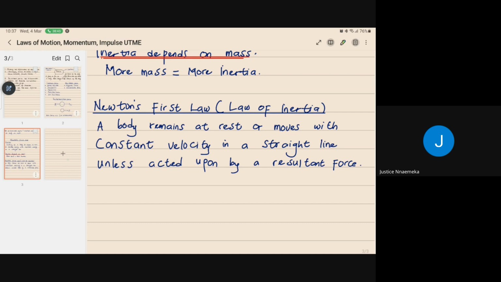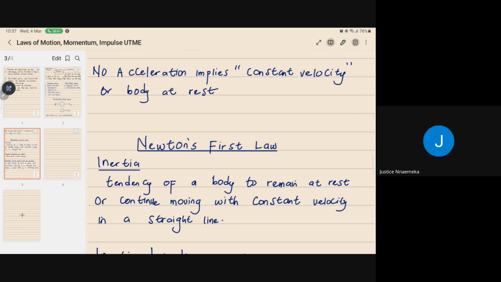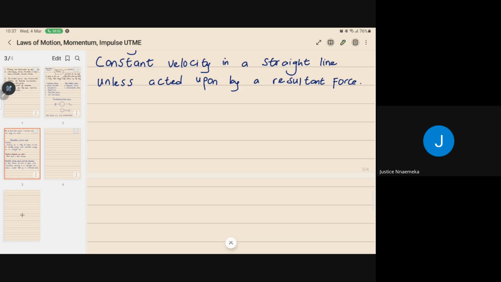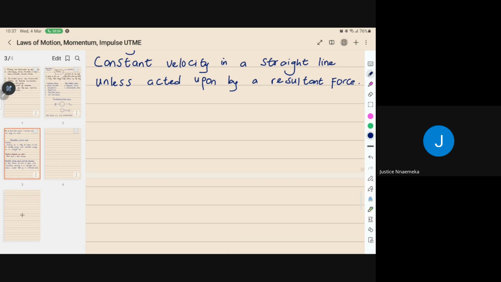Now, the second law is where we're going to get our hands dirty, and I like that so much. It's not difficult actually, so it's not something to be worried about.